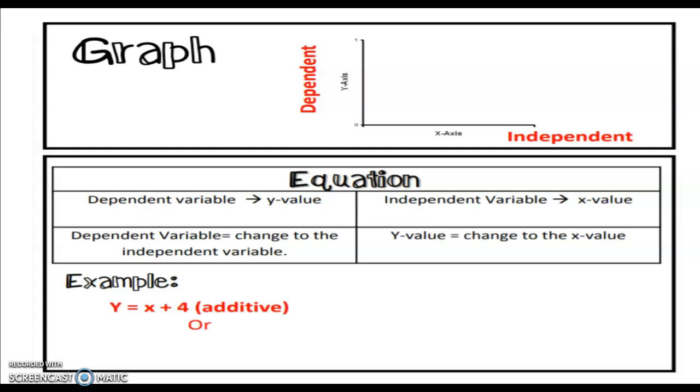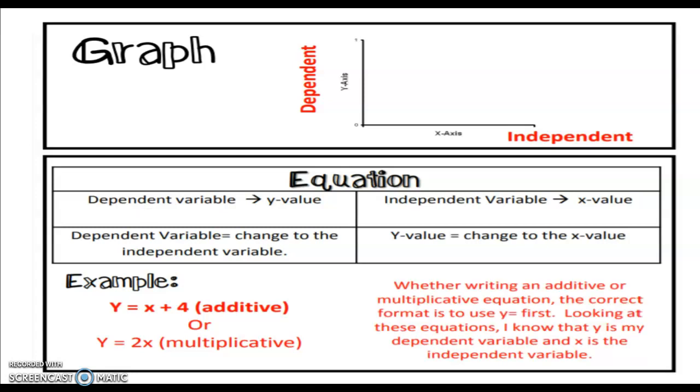An example is y equals x plus 4. That is an additive relationship because we're adding something to the independent variable to get the dependent variable. And we also have other examples like y equals 2x. That is a multiplicative relationship because we're multiplying the independent variable by something to get the dependent variable.